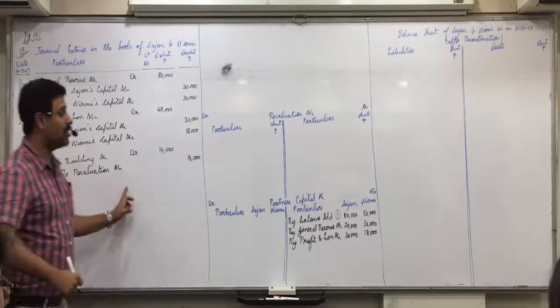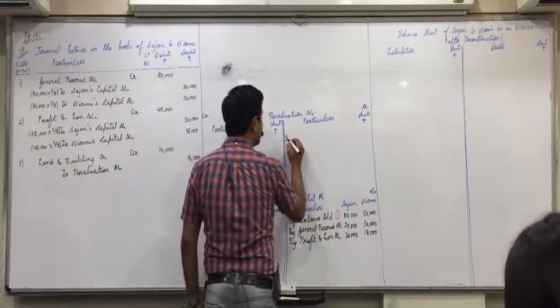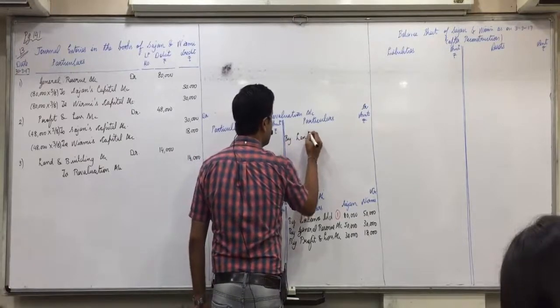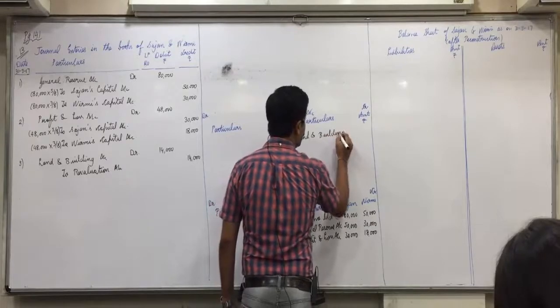Now to revaluation. So in revaluation we'll write it on the credit side, by land and building account 14,000.